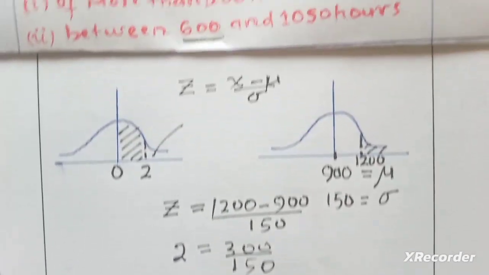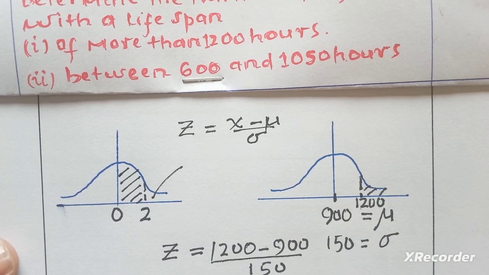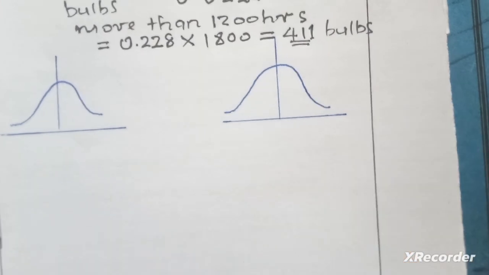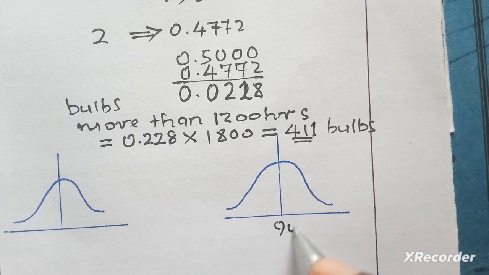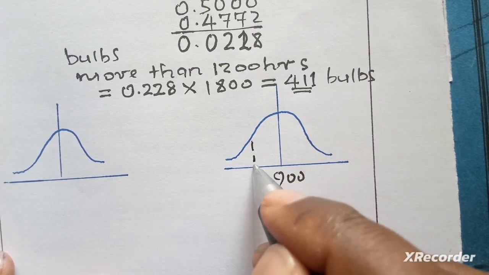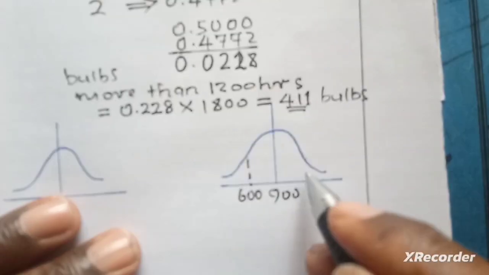We are talking of those between 600 and 1050. So we still come to our graph yet again, guys. We now come and establish this is our normal. We have the 900 there, and then we have 600 somewhere there, and then we have 1050 somewhere there.